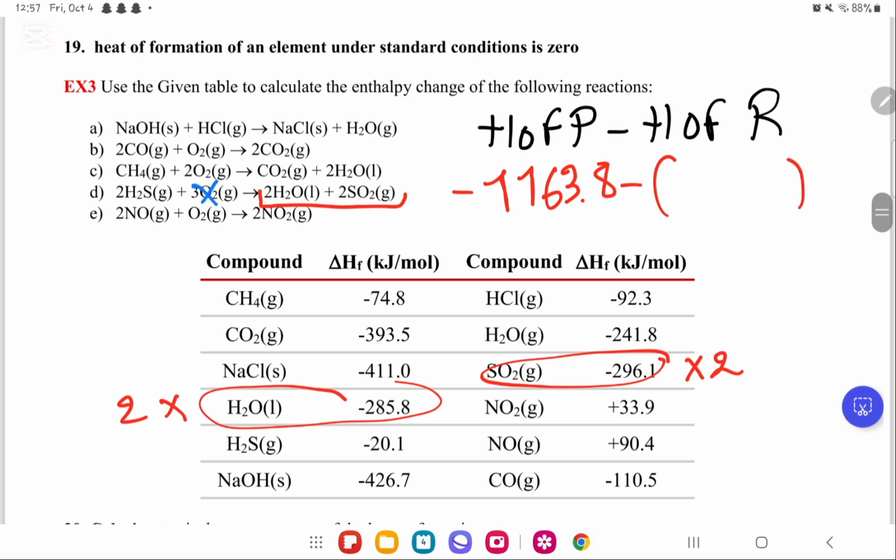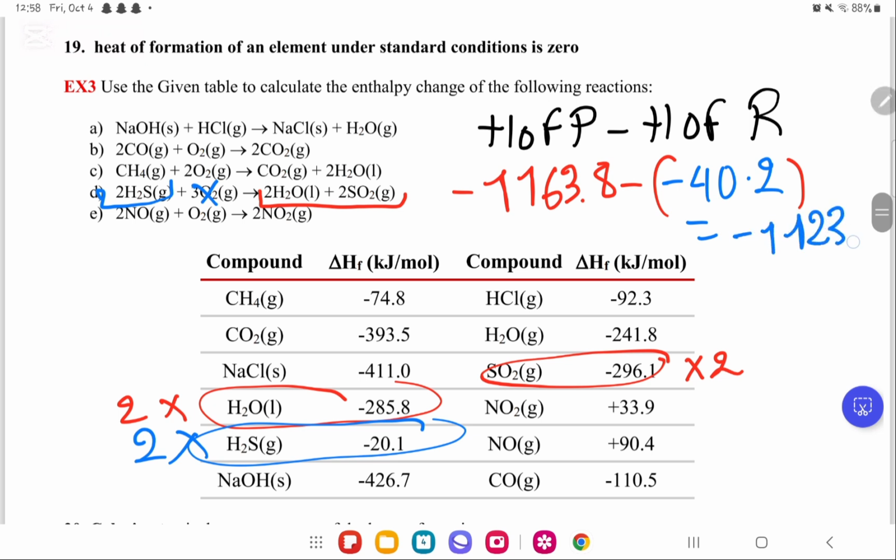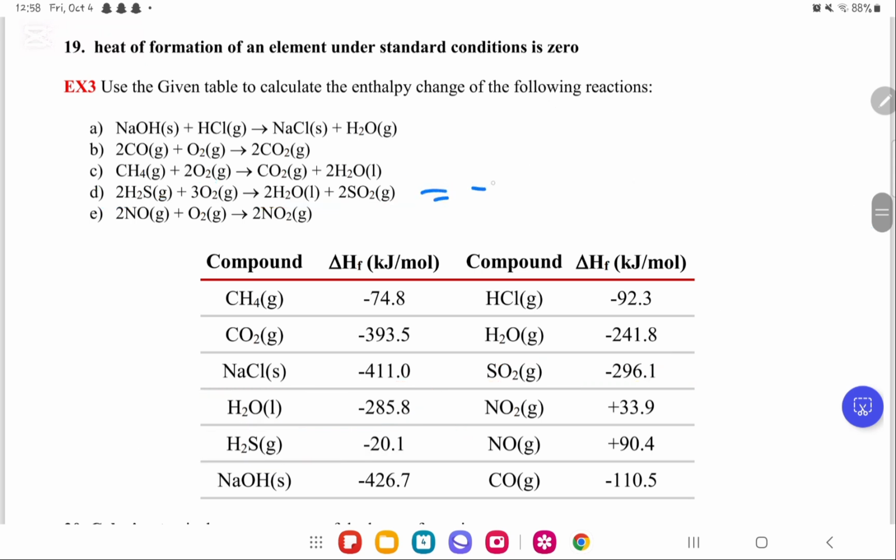Again, we have an element. We do not consider the element. And we have 2H2S. So this times 2. So it's going to be negative 20.1 times 2. So minus 40.2. So the heat of formation is going to be negative 1163.8 minus 40.2. So we are going to get then negative 1123.6. So the answer for the fourth one is negative 1123.6.